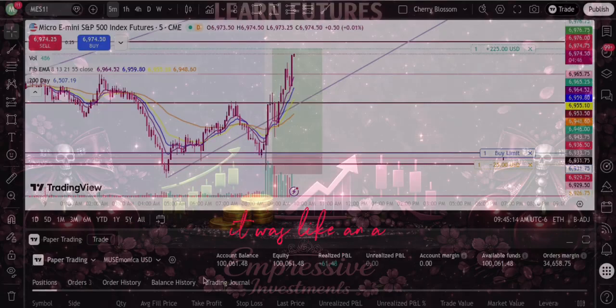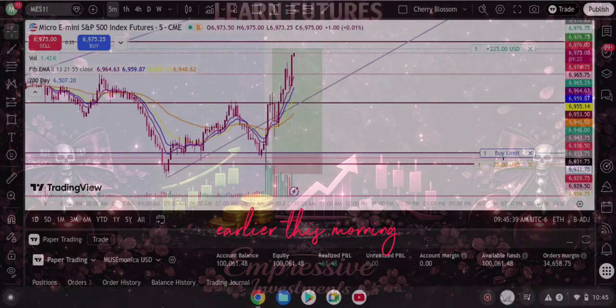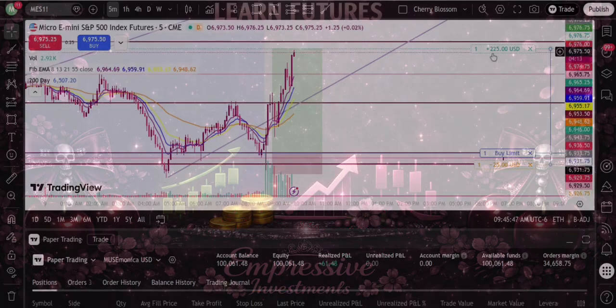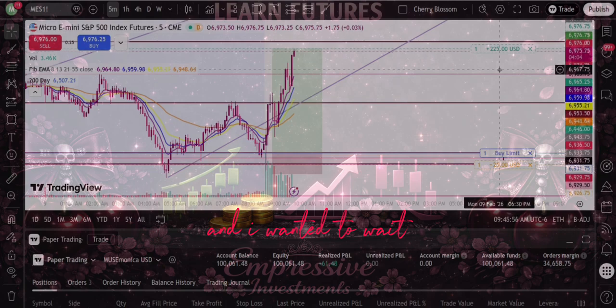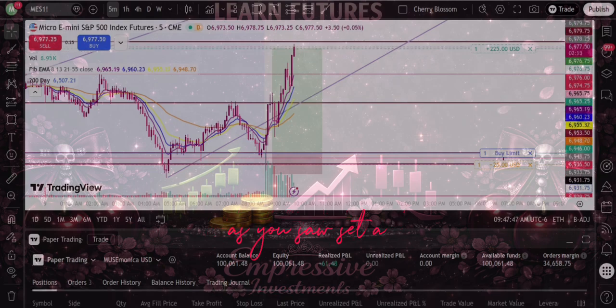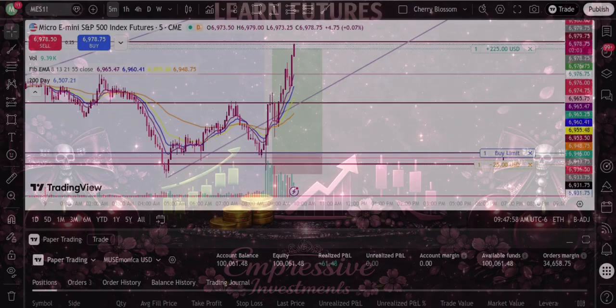It was like an A+ setup. I started looking at it earlier this morning, and I wanted to wait for it to come back into the zone. So I went ahead and, as you saw, set a limit order for the micro S&P. The mini.